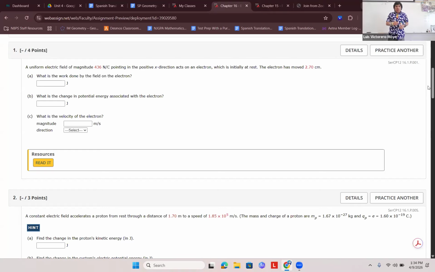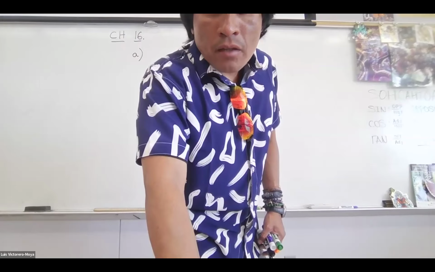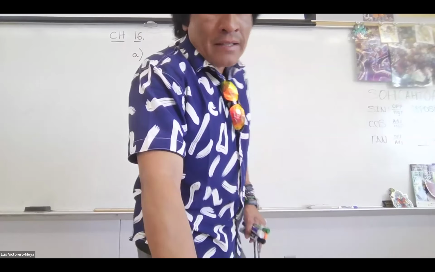Let's just go over, for example, question 1, where they give you a uniform electric field. You have different numbers, but here I have 436 newtons per coulomb pointing in the positive x direction, acting on an electron at rest and making the electron move a certain distance. So you want to find the work done on the electron and the change in potential energy. If it was a proton, it would be a bit more straightforward because you don't have to worry about a sign.